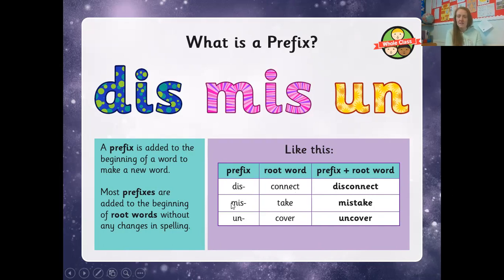Here's the prefix miss, and these are in our spellings this week. And somebody in Otters, I think, used this as our example yesterday. Miss, take, mistake. The root word take doesn't change. And then we've got this prefix un, and we've got the root word cover. Un and cover makes the word uncover, and the root word hasn't changed.